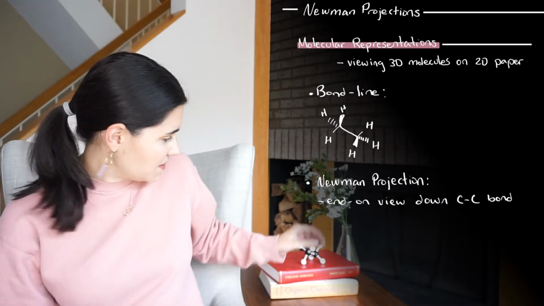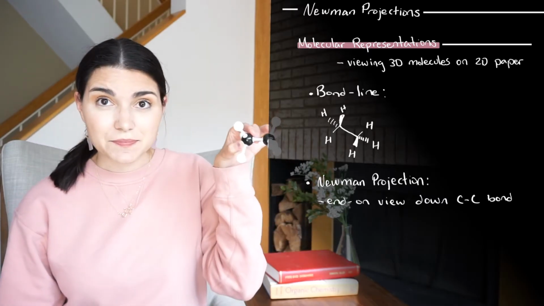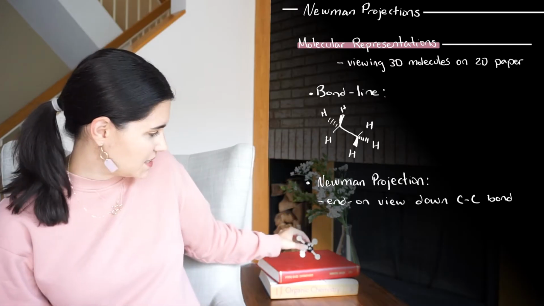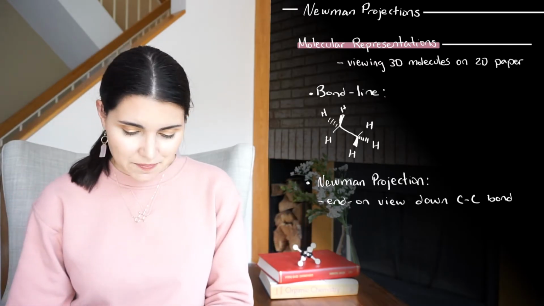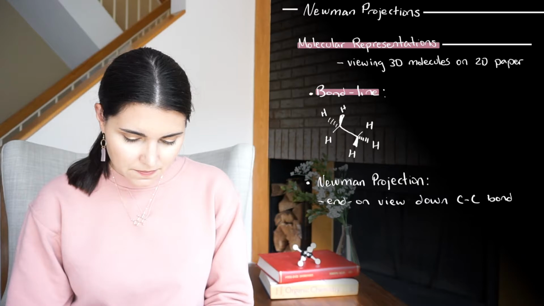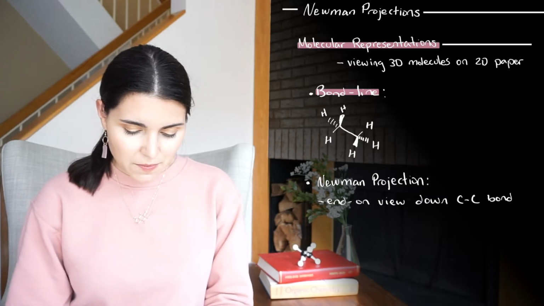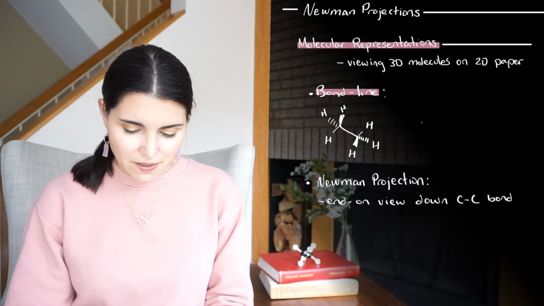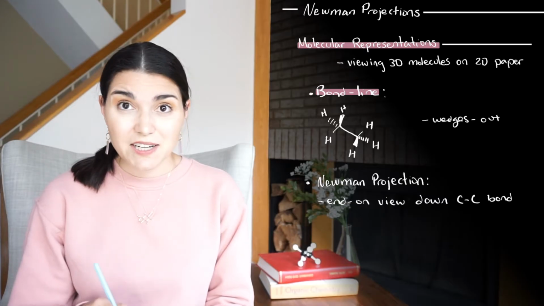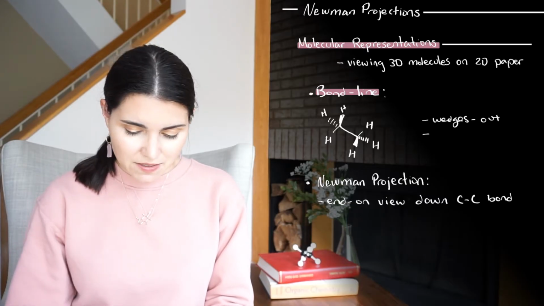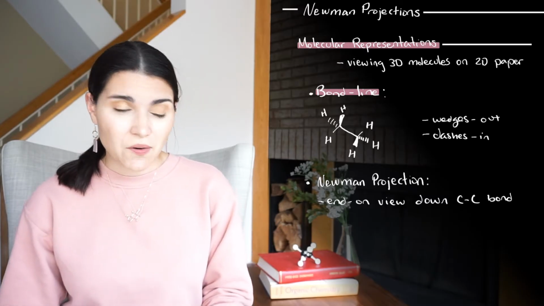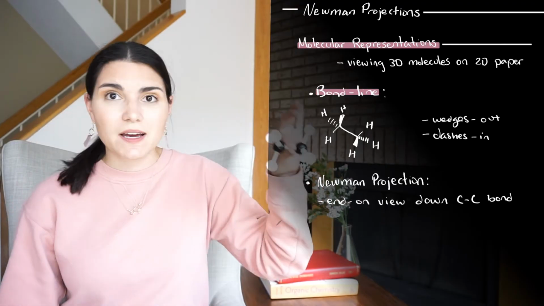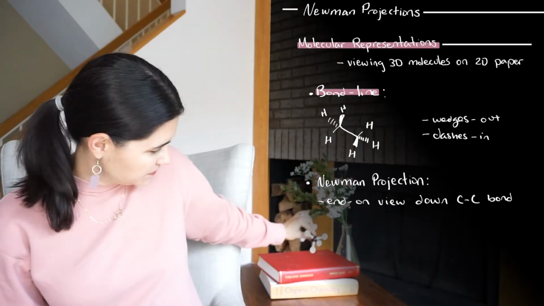So if we wanted to draw this molecule here, ethane, the way you're probably used to seeing it represented is with a bond line drawing. So you have your carbon-carbon bond here, and your wedged bonds are the hydrogen substituents pointing out at you. The dashed bonds are the ones going into the page. And this produces a side-on view of the molecule. So you're looking at ethane like this from the side.